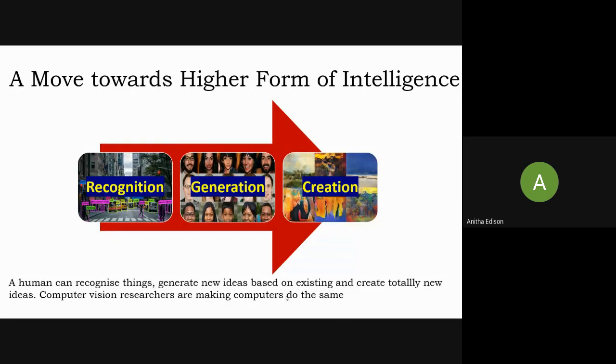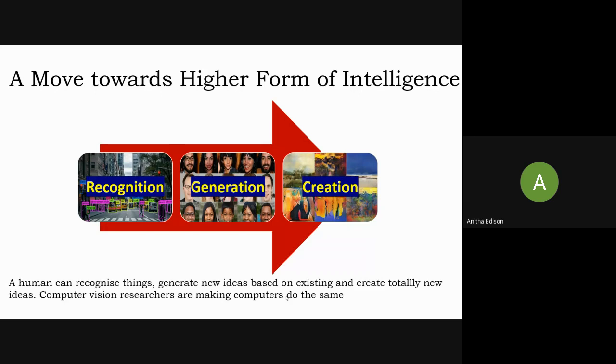And humans can write stories, write about imagined things, and create new ways. That is the highest form of intelligence. They have not seen something, but they can imagine things and create. So creativity is the higher form of intelligence. And finally, computer vision researchers want the computers to do the same.